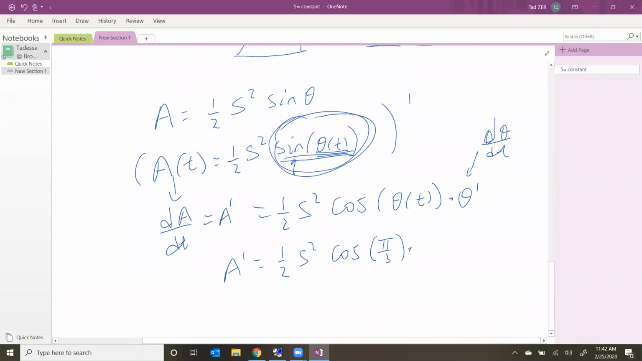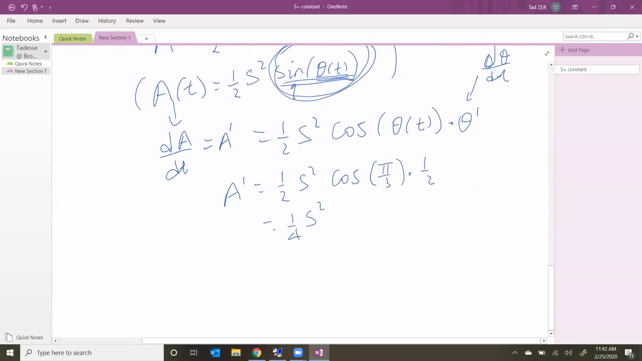So this is 1/2. So that gives me half times half is 1/4 S squared. What is cos pi over 3? Cos pi over 3 means 60 degrees, right? So it will be half. So it will be what? 1/8 S squared. That will be the rate of change of area. So which means area is also increasing as the angle theta increases. So similarly for theta equal to pi over 4, you do the same thing.